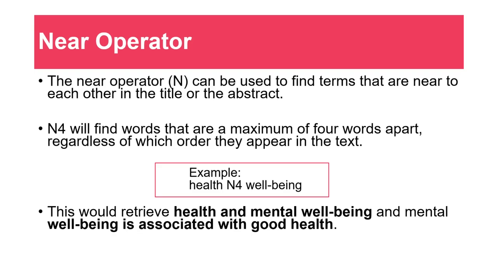For example, if you enter health N4 well-being, this would retrieve the sentence health and mental well-being. It would also retrieve mental well-being is associated with good health. That is because there are 4 words or less in between each of the keywords that you have searched for, i.e. health and well-being.